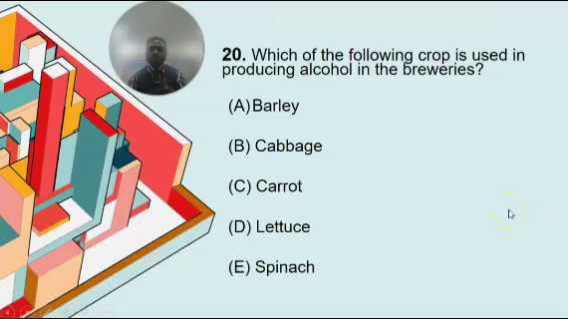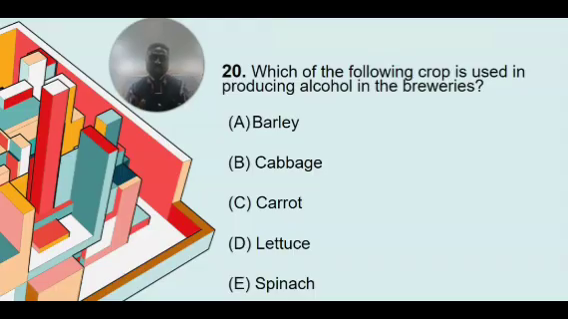Question 20 says, which of the following crop or plant is used in producing alcohol in the breweries? Another word for alcohol is beer, the edible or consumable beer by humans. So option A says barley, option B says cabbage, option C carrot, option D lettuce, option E spinach. So which of these is used in producing alcohol or beer in breweries? Breweries is an industry where these crops or plants are processed from their raw state into a consumable alcohol or beer state. So the answer is staring right at you. Is it cabbage, carrot, lettuce, spinach, or barley? Correct answer is A, barley.